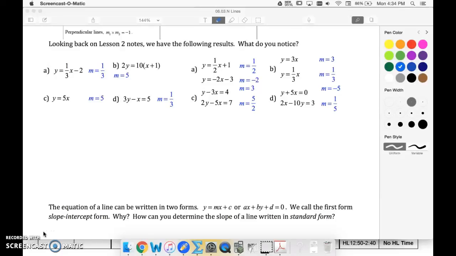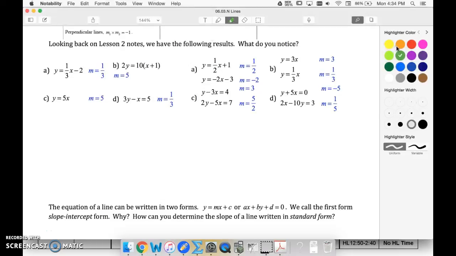As we saw in the last video, if an equation is written in y equals form, I can see the slope. The slope is going to be the coefficient of x. So in this case I see 5, my slope is 5. In this case I see a half. I see -2. And 3 1/3. But the rest of these equations, they're not in y equals form.